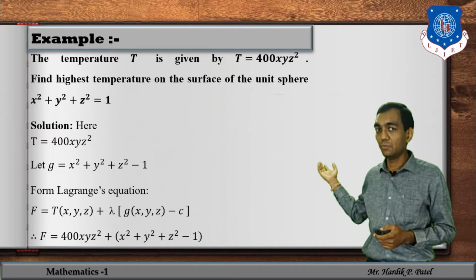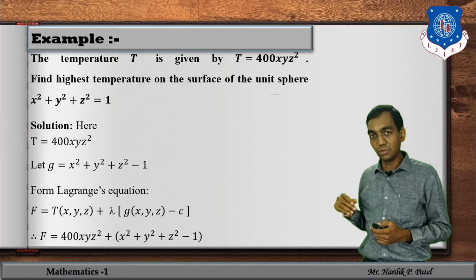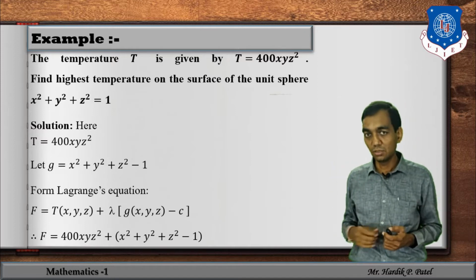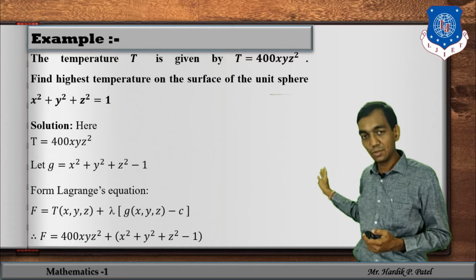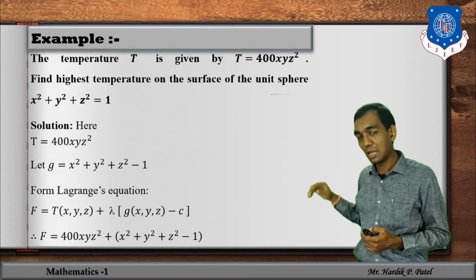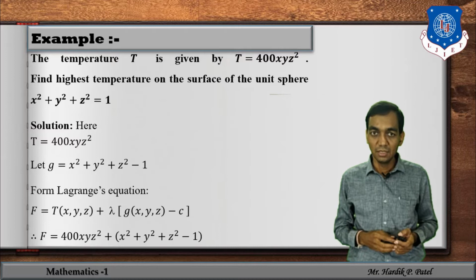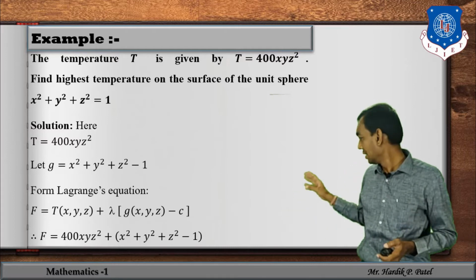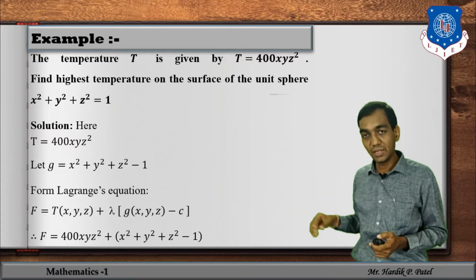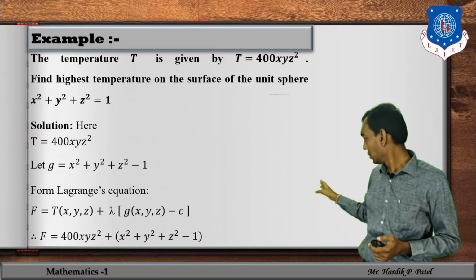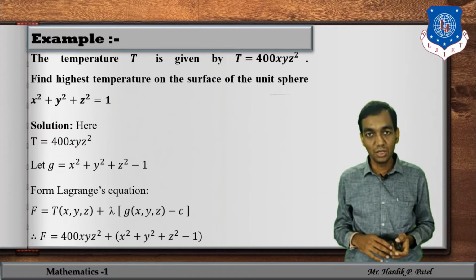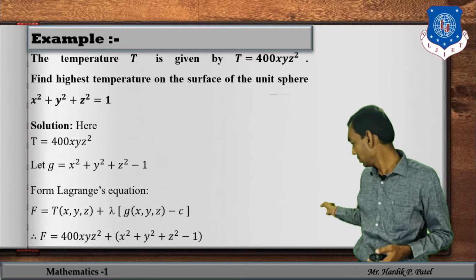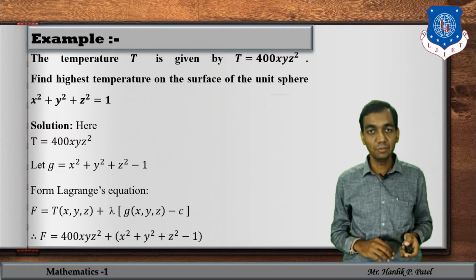So first we are going to define the Lagrange equation. Capital F of x, y, z is equal to T of x, y, z plus lambda into g of x, y, z minus c. That means capital F of x, y, z is equal to 400 x y z square plus lambda into x square plus y square plus z square minus 1.